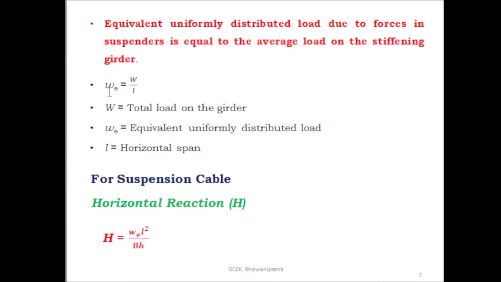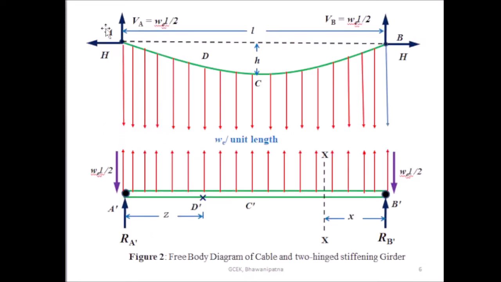You can find it out by taking the total load on the girder divided by the horizontal span, W by L. Then we have to go for the analysis of the suspension cable. This is the free body diagram of the suspension cable. Here this is the horizontal thrust, and this is the vertical reaction.